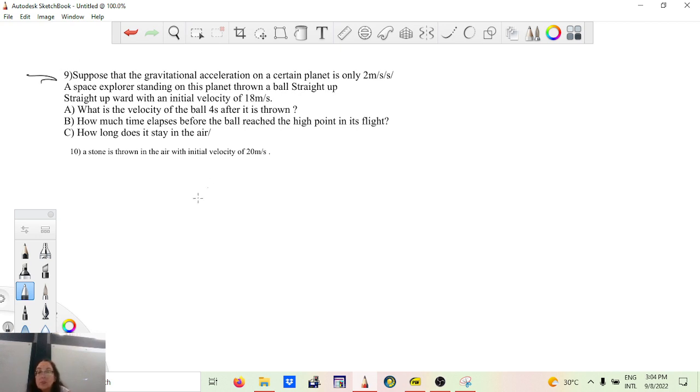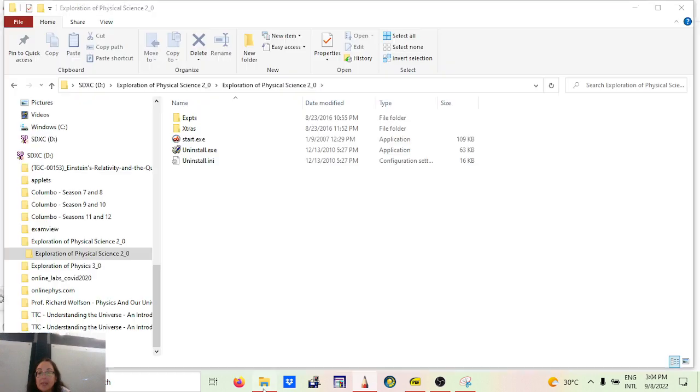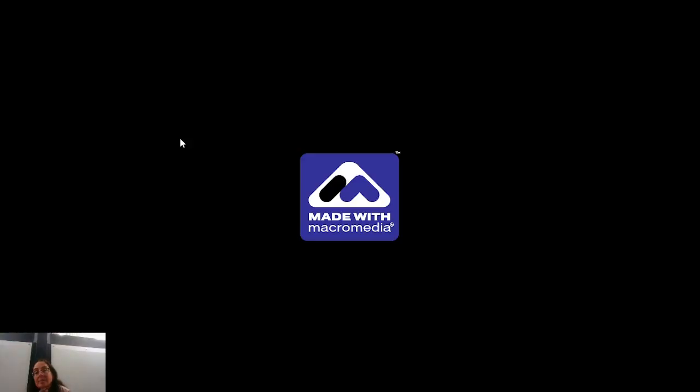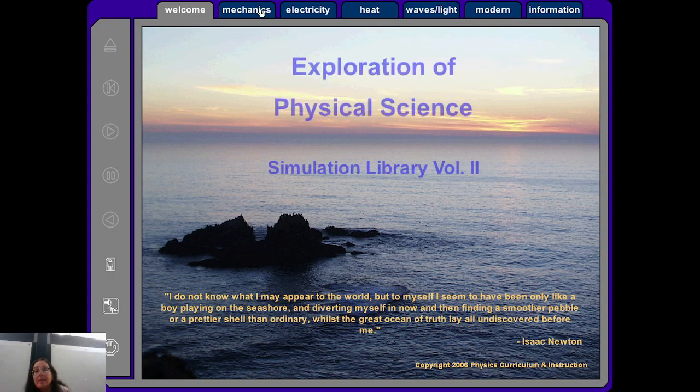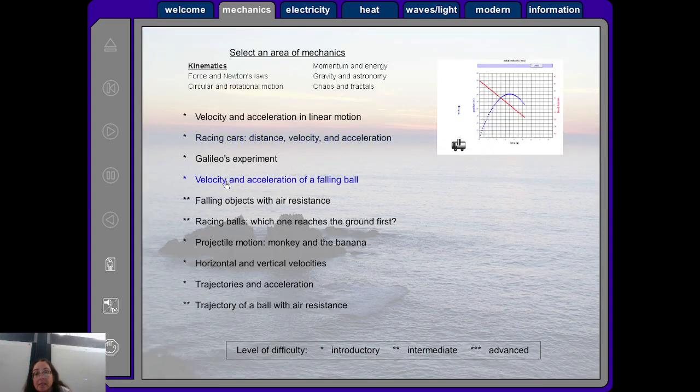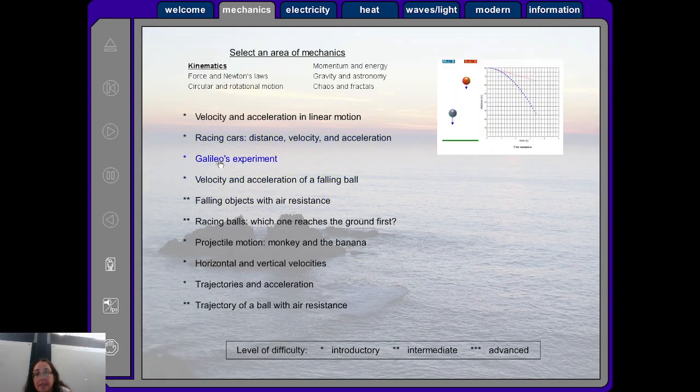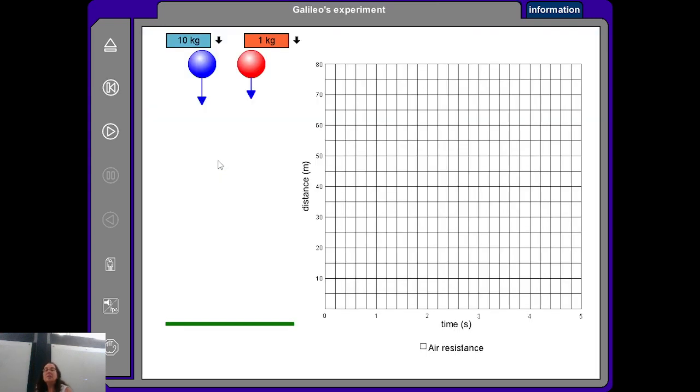It's a good question, because what's going to happen with air resistance? Since you ask, let's see what's happening if you have air resistance. Okay, let's do the Galileo experiment, but let's add some air resistance now. Which one will be more affected by air resistance, the 10 kilogram or the 1 kilogram? 1 kilogram. Let's look what's going to happen.